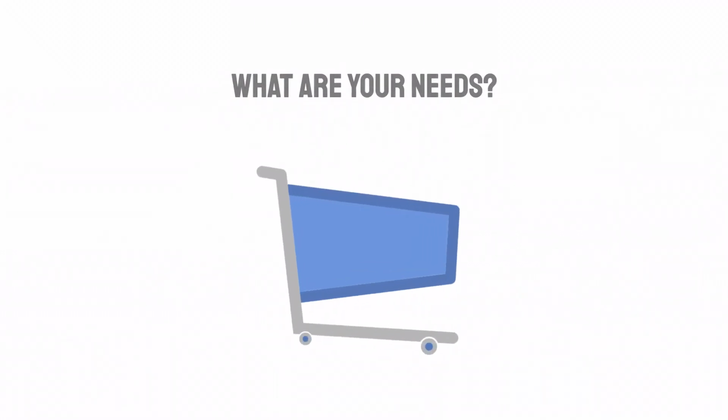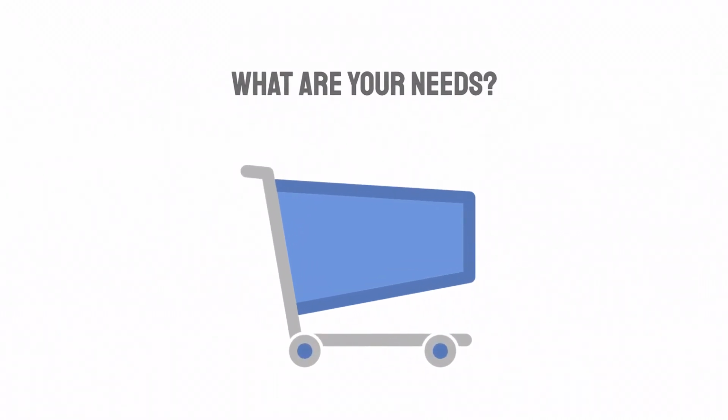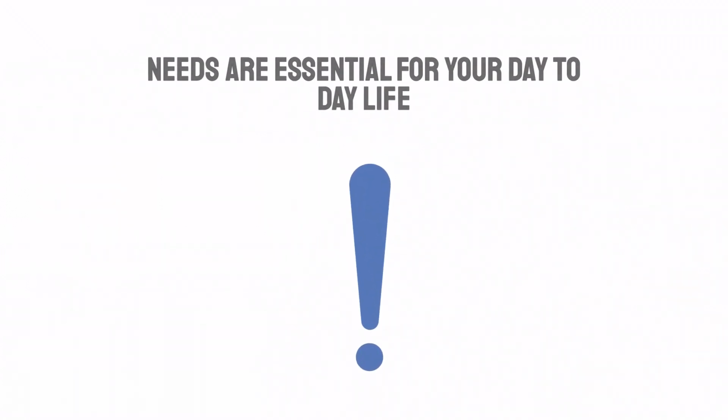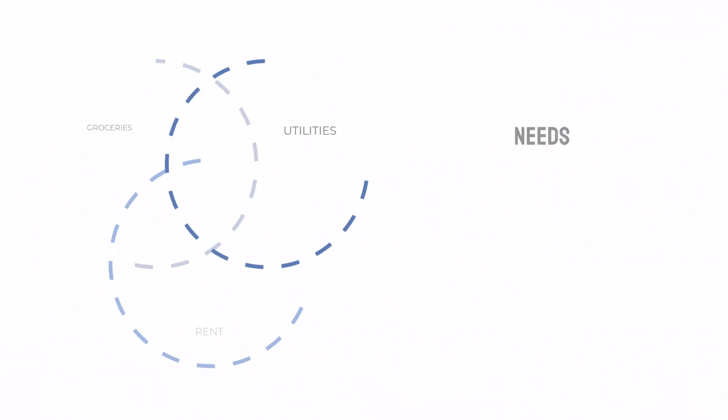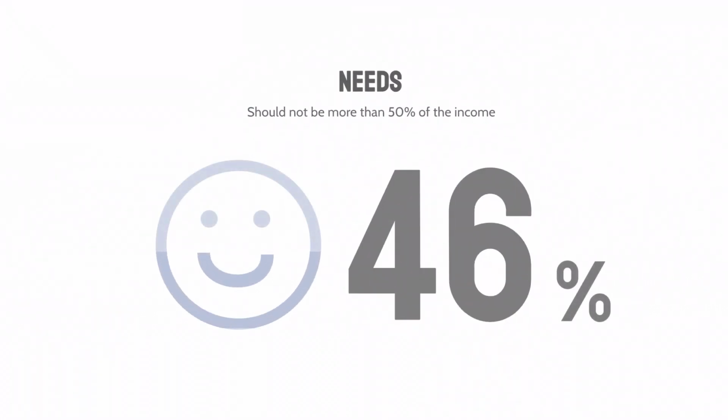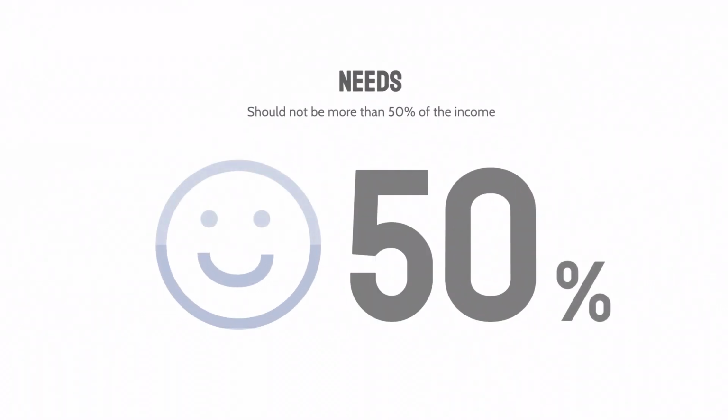The second step in applying this strategy is to identify your needs. In the needs category, you should add those expenses that are essential for your life. They may be rent, utilities, groceries, but they differ from one person to another. In the end, your needs should not exceed 50% of your income.